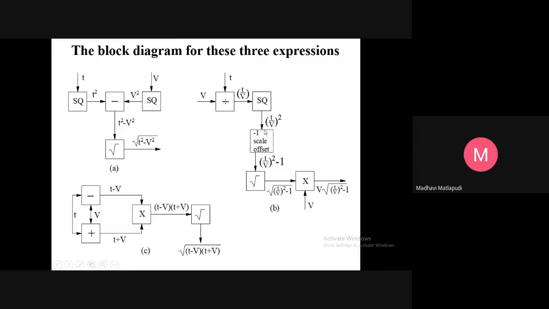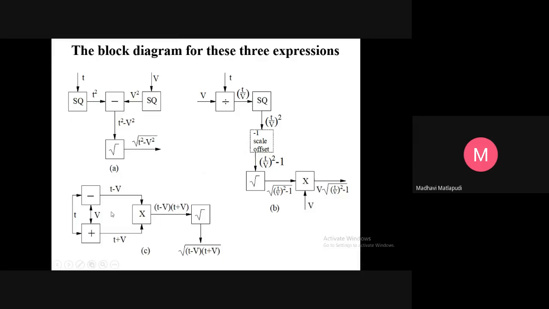Now look at this B part. V and T go into a division, T by V. Send it to square, T by V whole square, minus a scale factor offset, so that gives you minus 1. Take the square root. Multiply with V, getting V into the square root of T square minus V square minus 1. So it is a little complex, having different types of blocks. And also in the middle, you have to use a scale offset. That will lead to some mechanical errors.